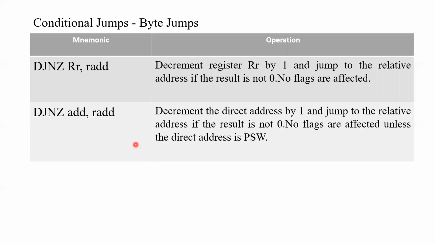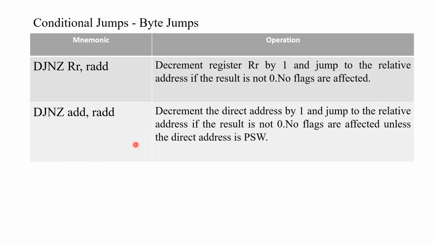Next, the next conditional jump we have is this one, right? What it says is DJNZ Rn comma R address. What is DJNZ? Decrement jump if not zero.